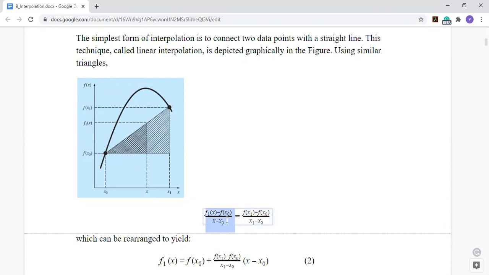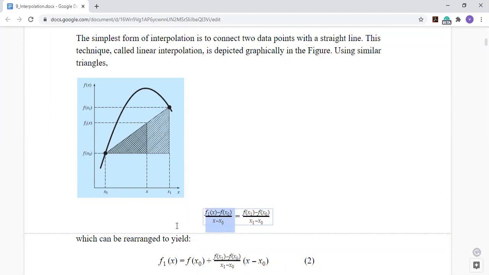So this first triangle here is f1(x) minus f(x0) divided by x minus x0. So this is the first triangle here in the middle where my cursor is. Then the second triangle is all of this. So this is the first triangle, then this is the second triangle. The second triangle is f(x1) minus f(x0), then the value of x at this particular function.